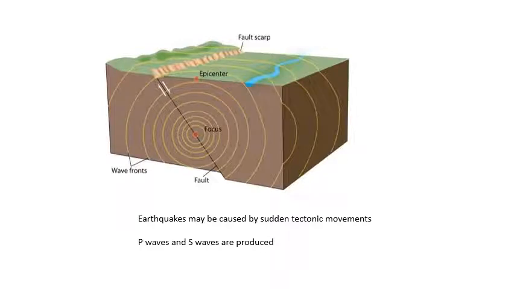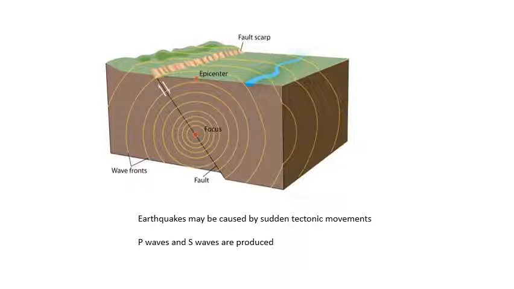Lastly is earthquake waves. Now, an earthquake is caused by tectonic movements, like a couple of tectonic plates rubbing against each other, and they move very quickly, and this produces lots and lots of waves. It produces two types of wave that we need to know about, P waves and S waves.